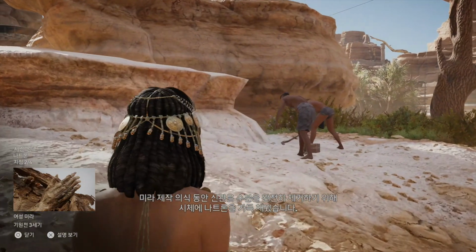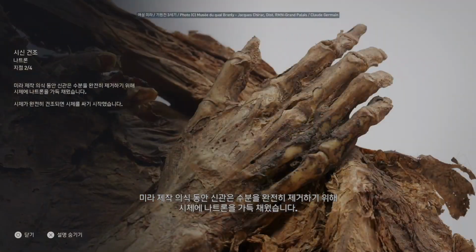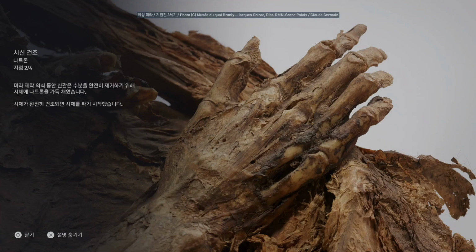During the ceremonial embalmment ritual, the priests packed the body in natron in order to remove all of the moisture. Once the body was thoroughly desiccated, they could begin the wrapping.